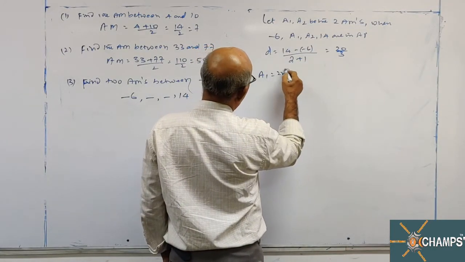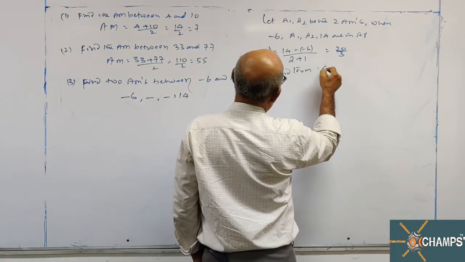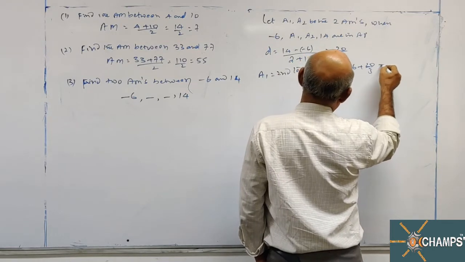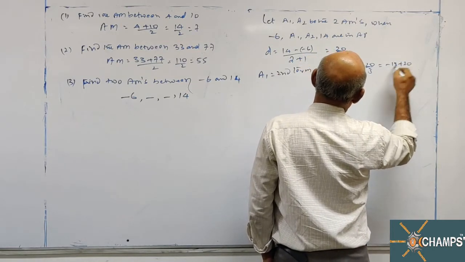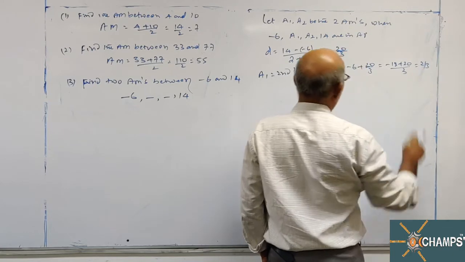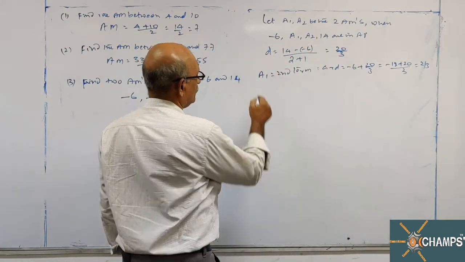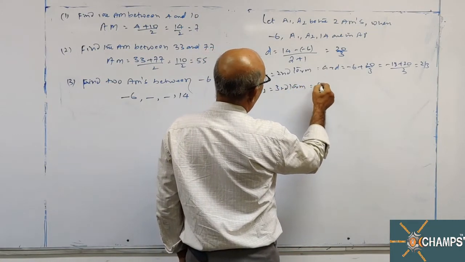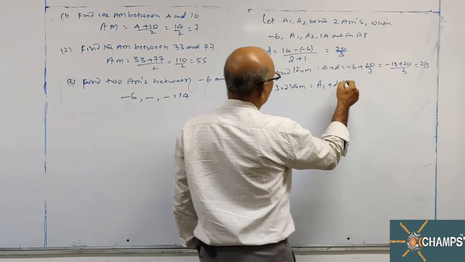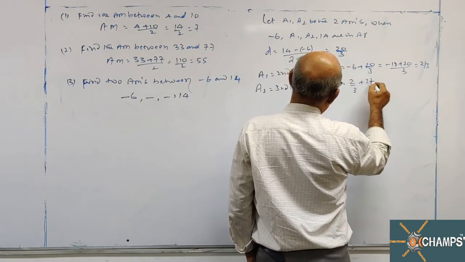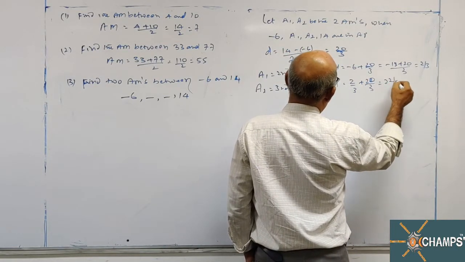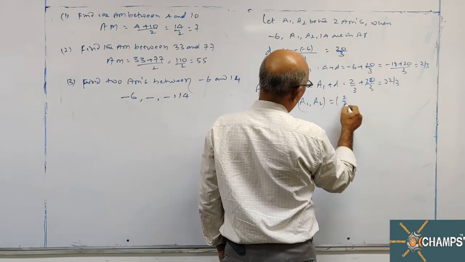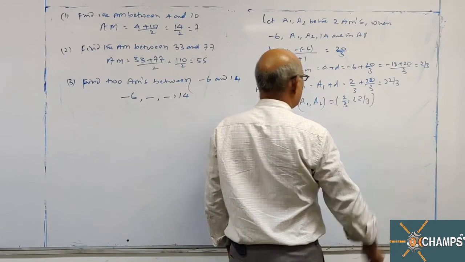A1 is equal to the second term. This is A plus D. A is minus 6, D is equal to 20 by 3. This is 2 by 3. A2 is equal to the third term. This is A1 plus D, 2 by 3 plus 20 by 3, 22 by 3. So A1, A2 is equal to 2 by 3, 22 by 3.